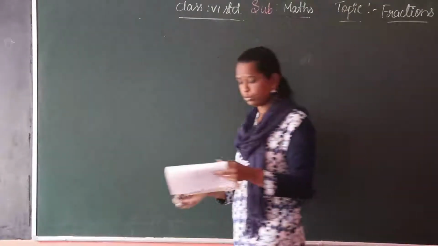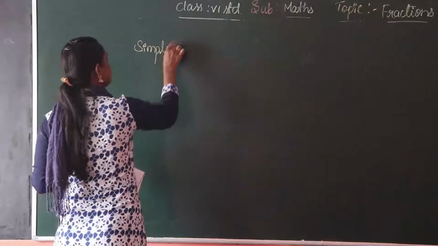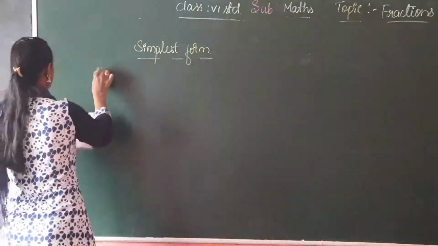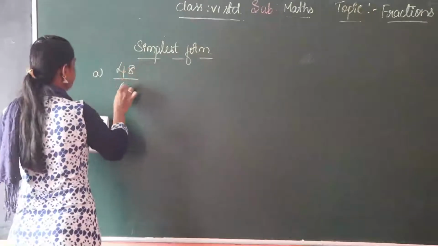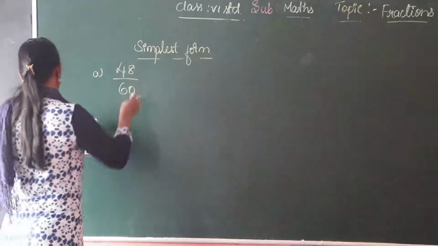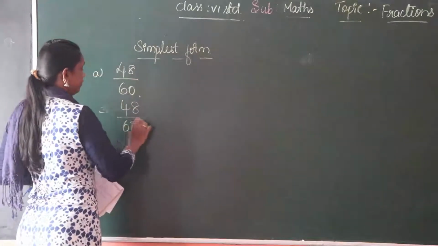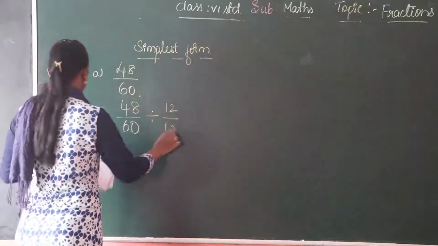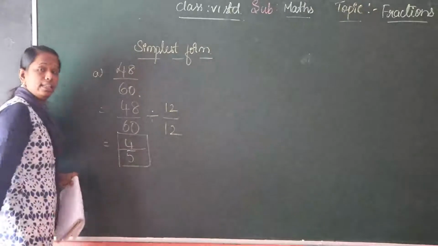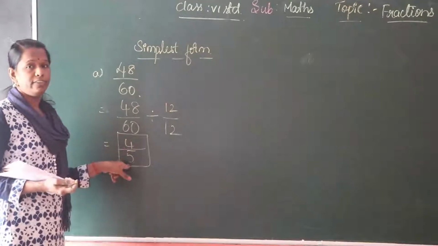Reduce the following fractions to the simplest form. First one, 48 by 60. You know that 48 and 60 are in the 12 table, so we can write the next step: 48 by 60 divided by 12. 12 4s are 48. 12 5s are 60. The simplest form of 48 by 60 is 4 by 5.